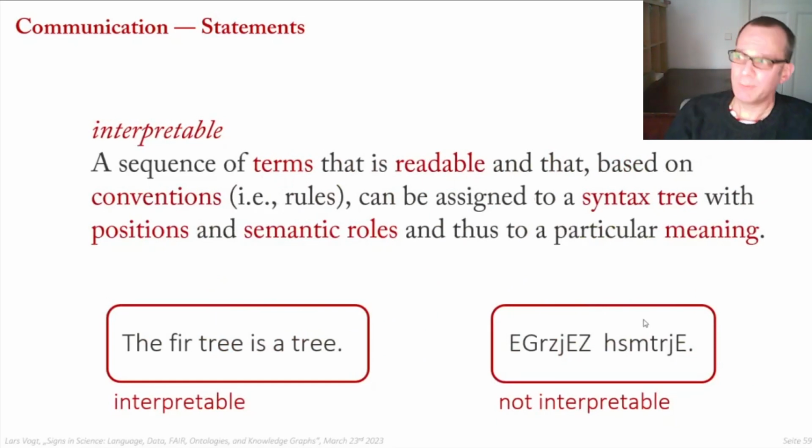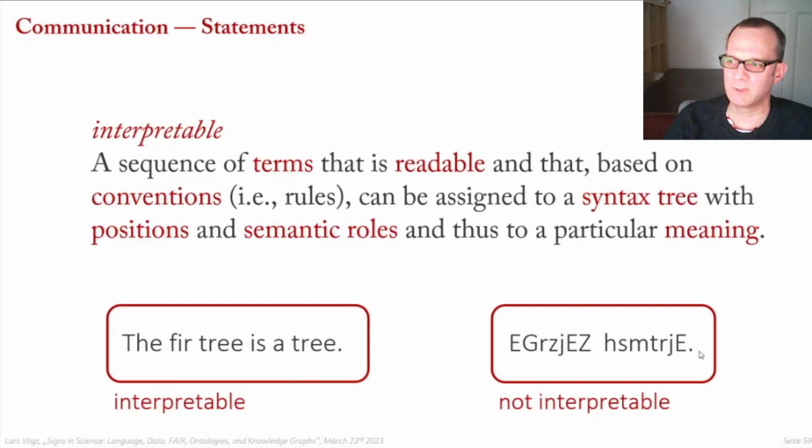Interpretable, I would define as a sequence of terms that is readable and that, based on conventions, so rules, can be assigned to a syntax tree with positions and semantic roles, and thus to a particular meaning of the statement. And this is interpretable because I understand each term and the positions of the terms, and I can then build the syntax tree in my mind when I read that.